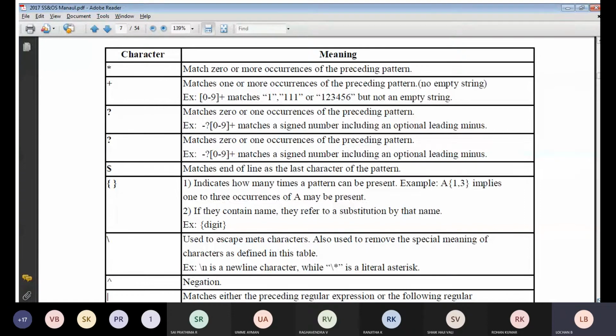Plus is nothing but a match of one or more occurrences. For example, in your ATC subject, you came across a grammar called a to the power plus b. I'll repeat once again, a to the power plus, then b. That means it will match only if at least one a is there.